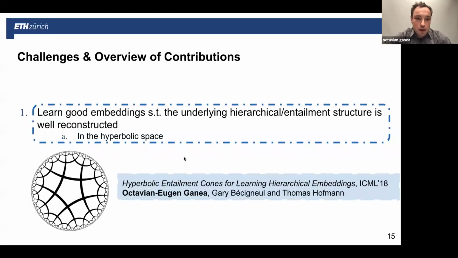Okay, so I'm going to cover a paper that we submitted to ICML, and that has been published at ICML 2018 regarding this aspect. So it's going to be one of today's focuses.